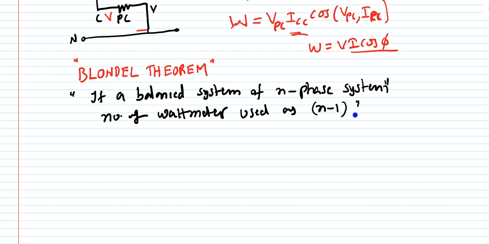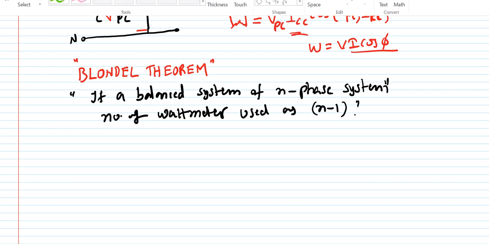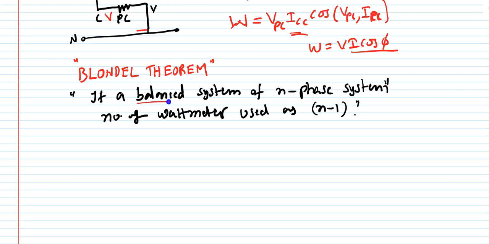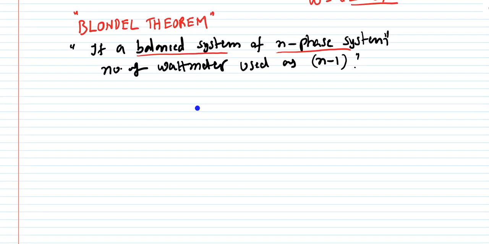Suppose we have a balanced system of n phases, and you want to measure the power in that n-phase balanced system, then the number of wattmeters required is n minus 1. So that is what we wanted to talk about here, Blondel's theorem.